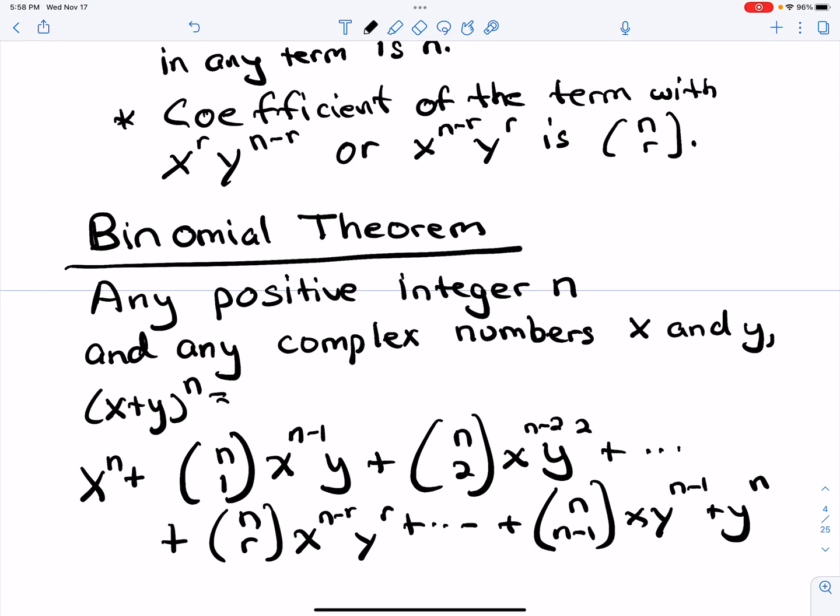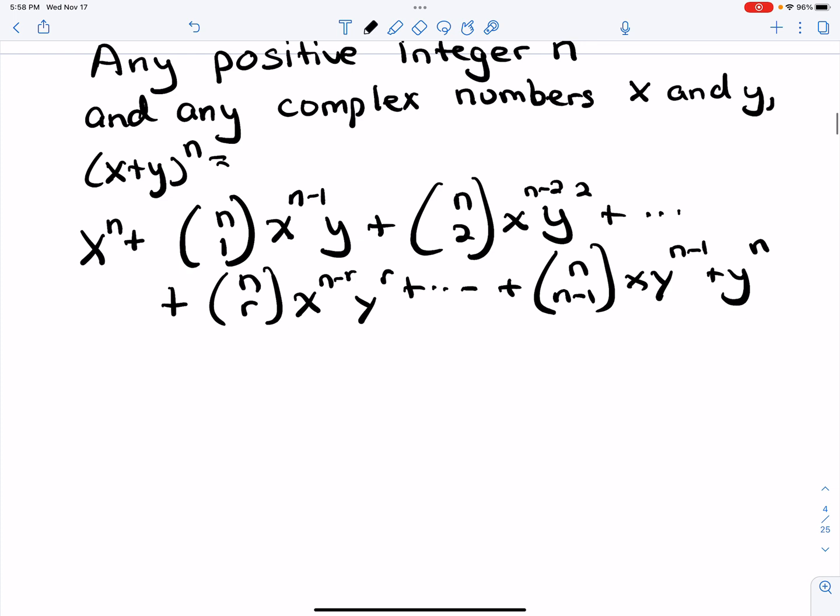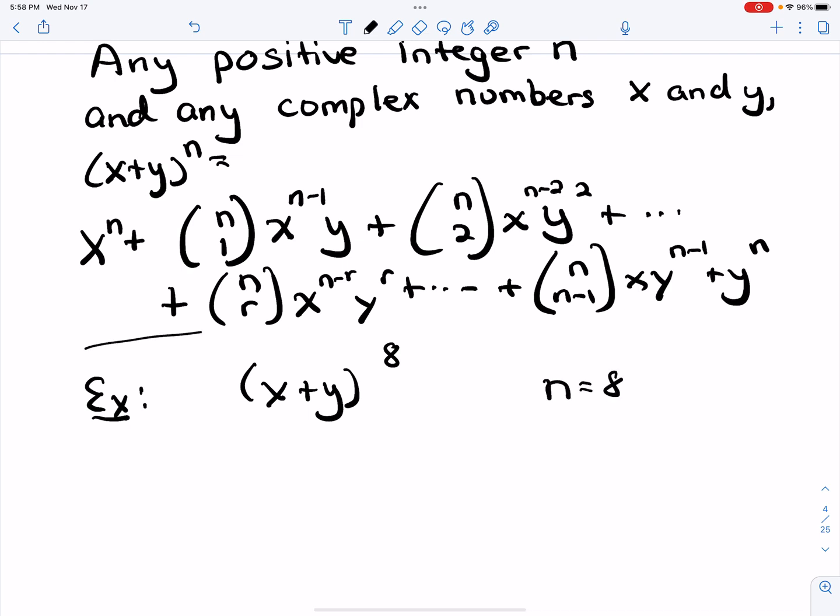All right, well, let's try this. Let's take (x + y)^8 and write the binomial expansion of that. Well, in this case, we know n is 8. We know the first term has to be x to the 8th. And we also know there's going to be 9 terms, because there's always one more. If n is 8, then you're going to have one more than that for the number of terms.